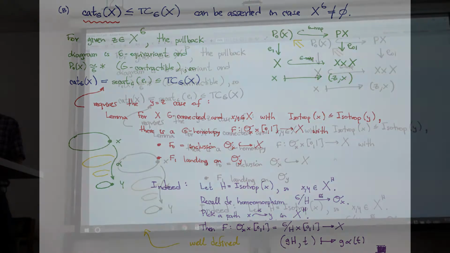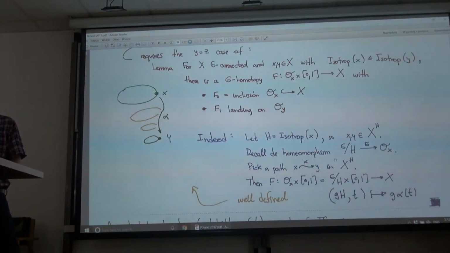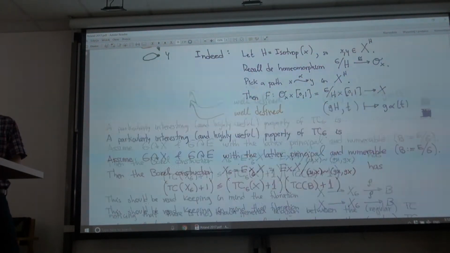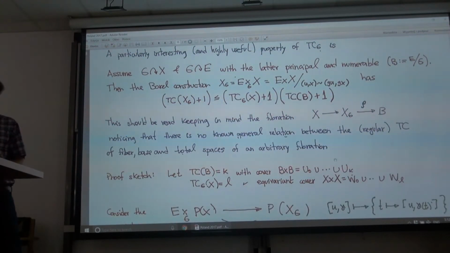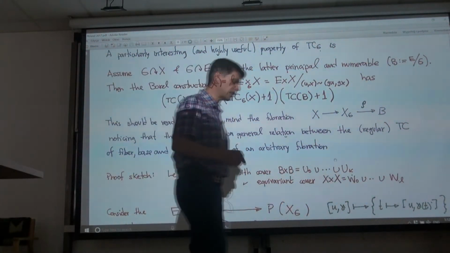I'm going to try to speed up to say some other things. Okay. Now, here's one interesting thing that I like about this invariant.